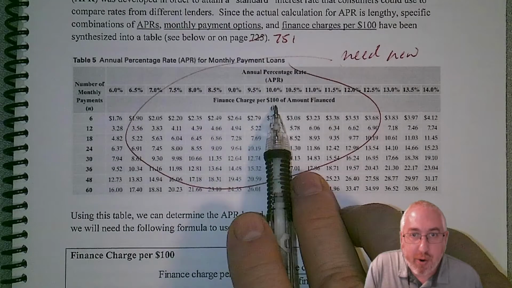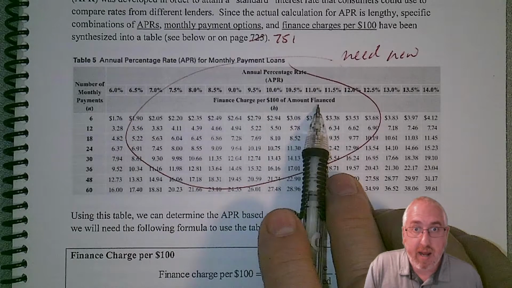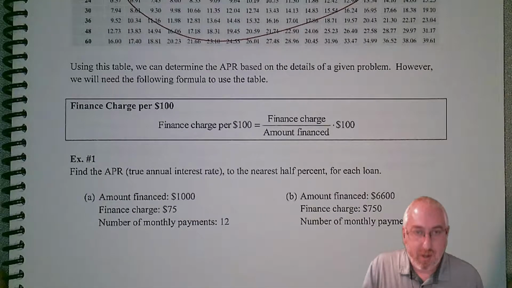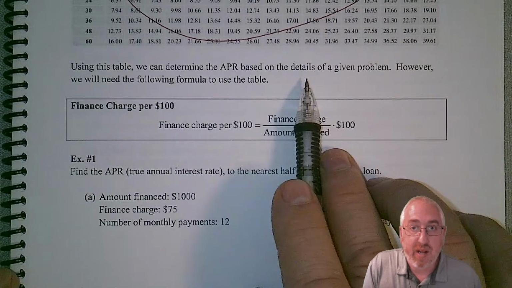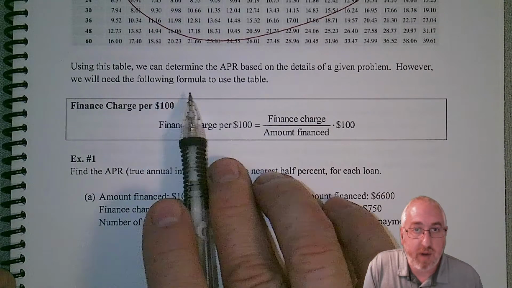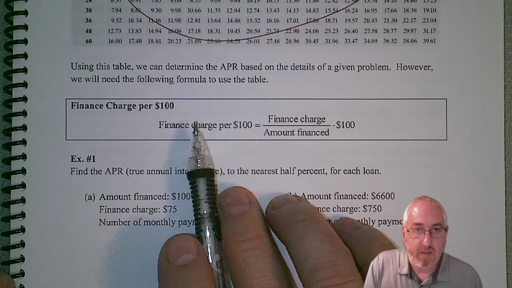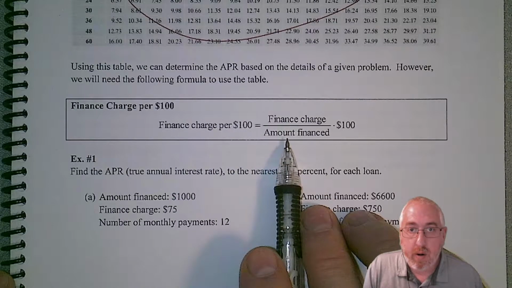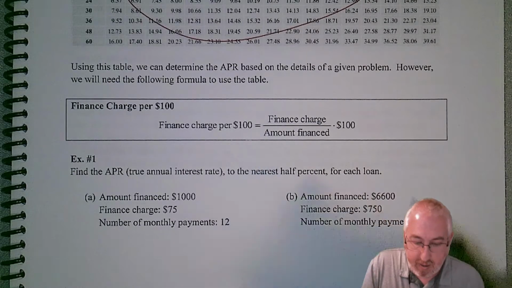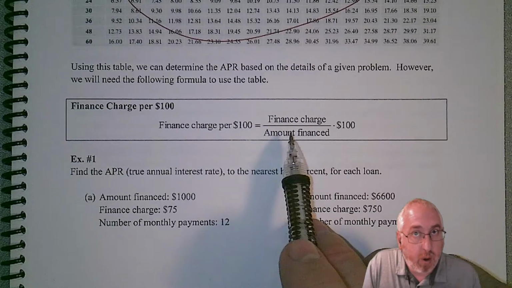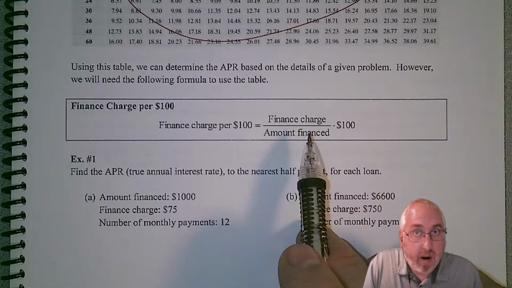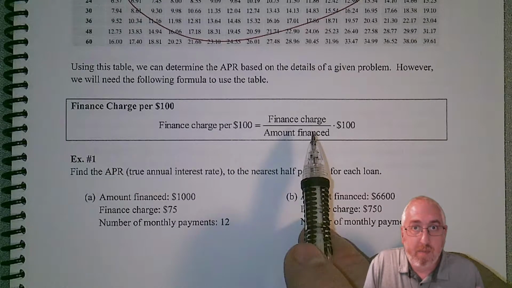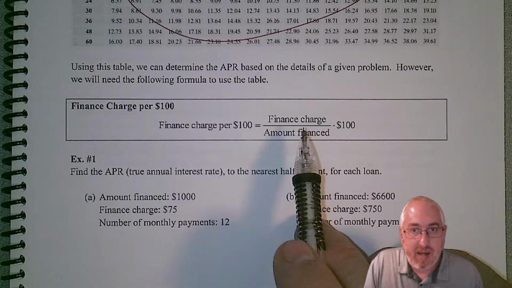Finance charge per $100 of amount financed. Well, we have a formula, just like everything else, right? Using this table, we can determine APR based on the details of a given problem. However, we will need the following formula to use the table. So the finance charge per $100 is equal to the finance charge over the amount financed. Now, finance charge, you want to be careful. Don't confuse this with the credit card finance charge. That's like the monthly payment or monthly interest that's tacked on. That's not what we're talking about here.